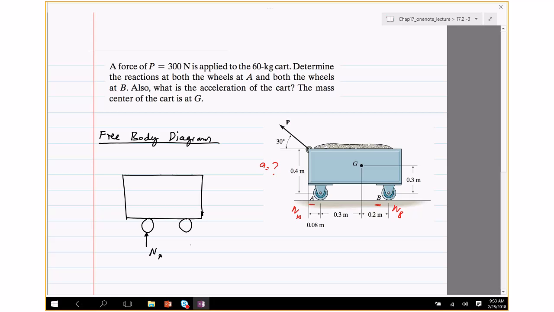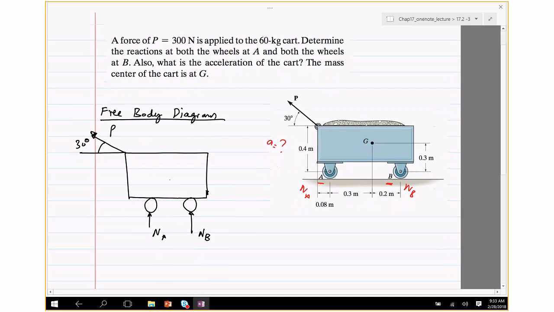So NA and NB act upwards. Force P is at an angle of 30 degrees. And then finally there is mg acting downwards. Now you're not told anything about friction, so just assume there's no friction. This makes your life easy.